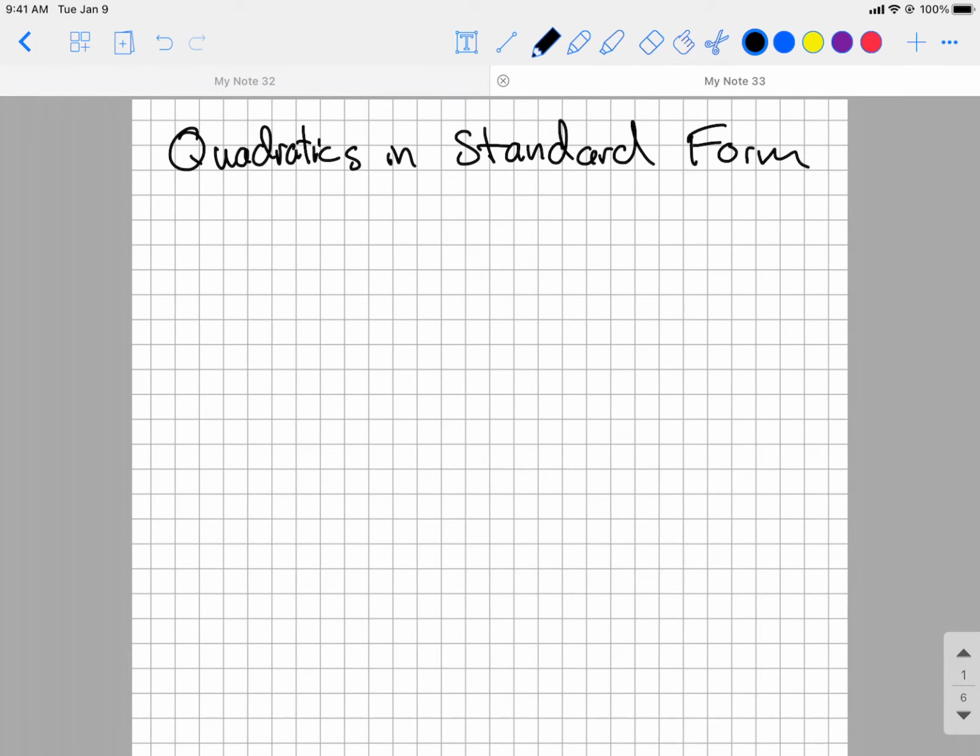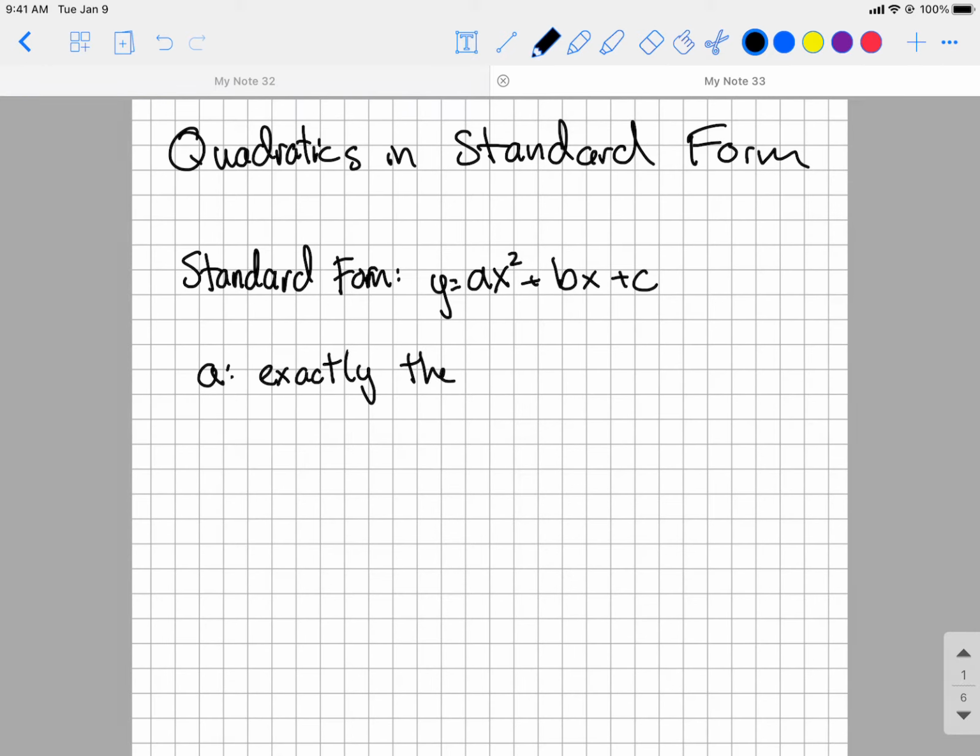So standard form, just as a quick refresher, looks a lot nicer than vertex form. Standard form is ax squared plus bx plus c. No brackets, no subtraction. Seems pretty nice. But now that you've played with Desmos, you've probably got a slightly better handle of things. So let's go over what these things actually do. A is exactly the same as vertex form, so it does exactly the same thing. It controls the direction of opening and controls the width. So nothing new there.